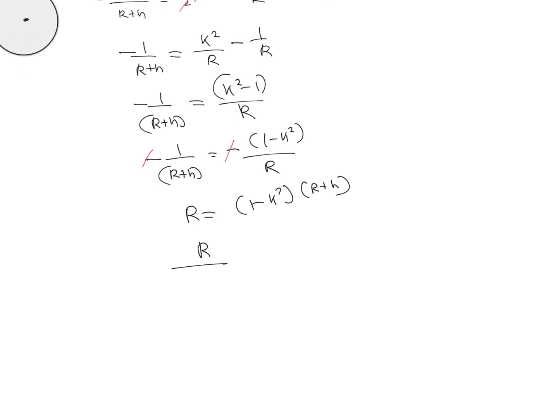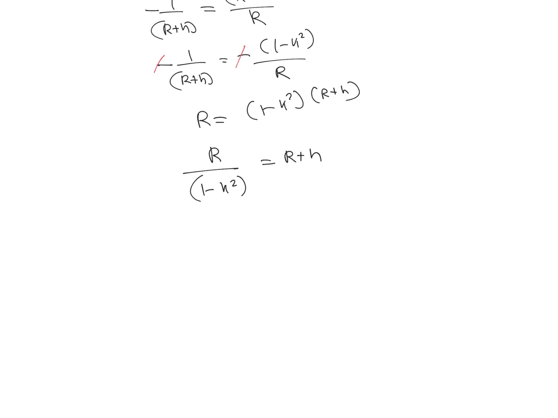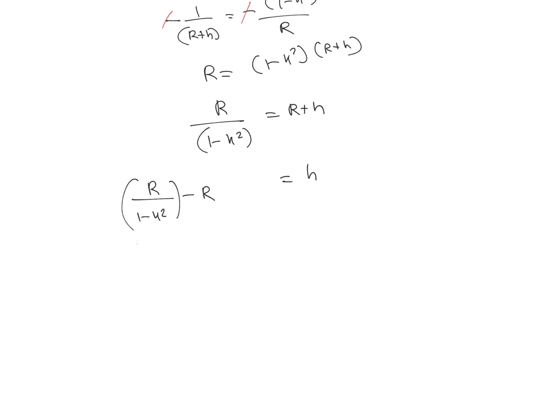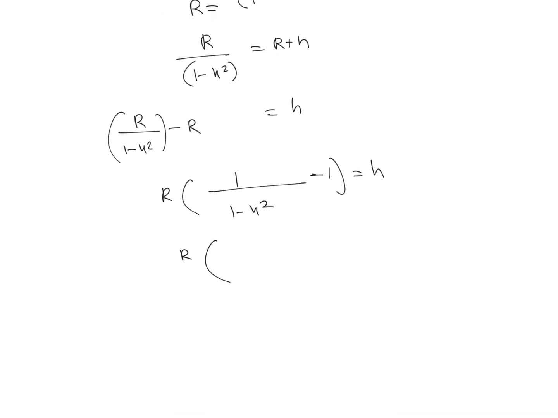So we can write it as R divided by 1 minus k square is equal to R plus h, or the value of h is equal to R divided by 1 minus k square minus R. Now taking 1 minus k square as LCM and R as common, h is R into 1 divided by 1 minus k square minus 1, which is R into 1 minus (1 minus k square) divided by 1 minus k square.